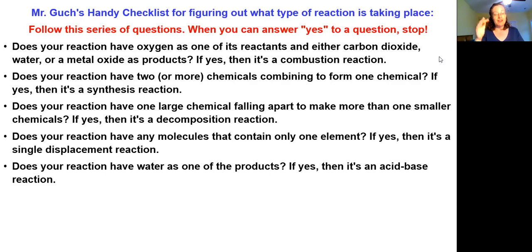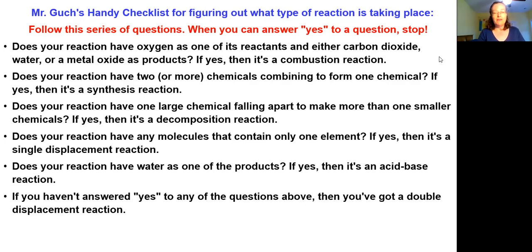However, if we've gotten this far and still saying no, then we haven't said yes to any of those questions above, we've got a double displacement reaction. You must do these in order. You can't just skip to the end. You've got to go through them one at a time. Keep saying no all the way to the bottom, then you're left with double displacement.